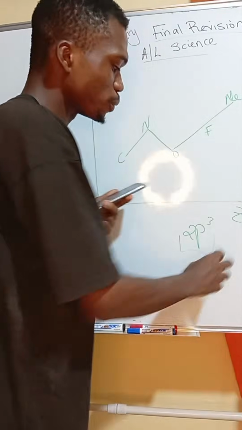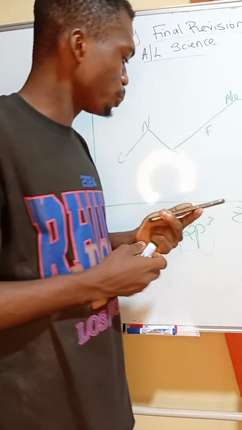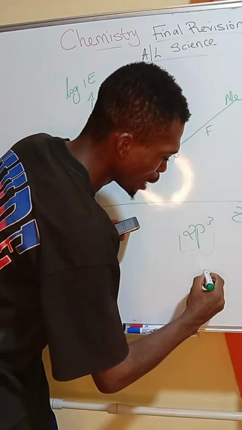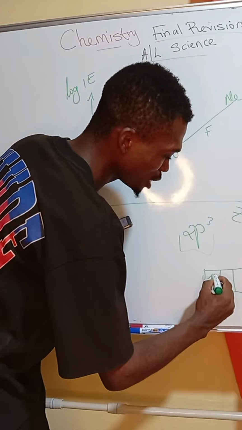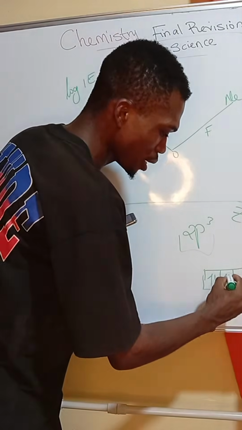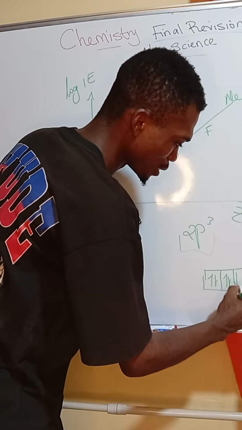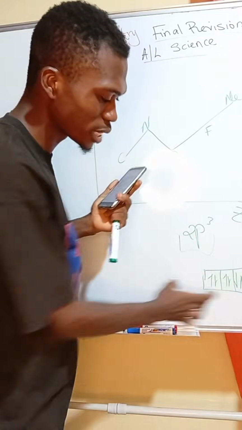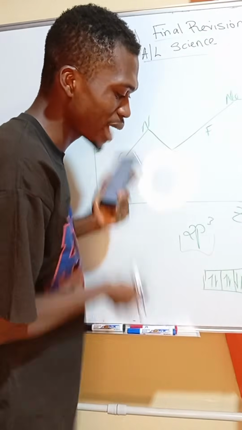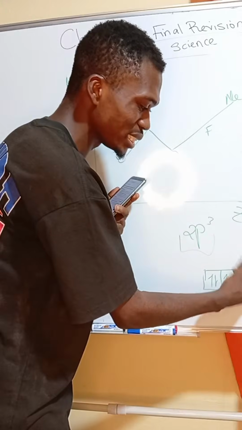It ends with 2p3. Normally you know that the p subshell has 3 orbitals, and each orbital receives 2 electrons in pairs like this. A good clarification has been made. So normally the p subshell that has 3 orbitals can take a maximum of 6 electrons.